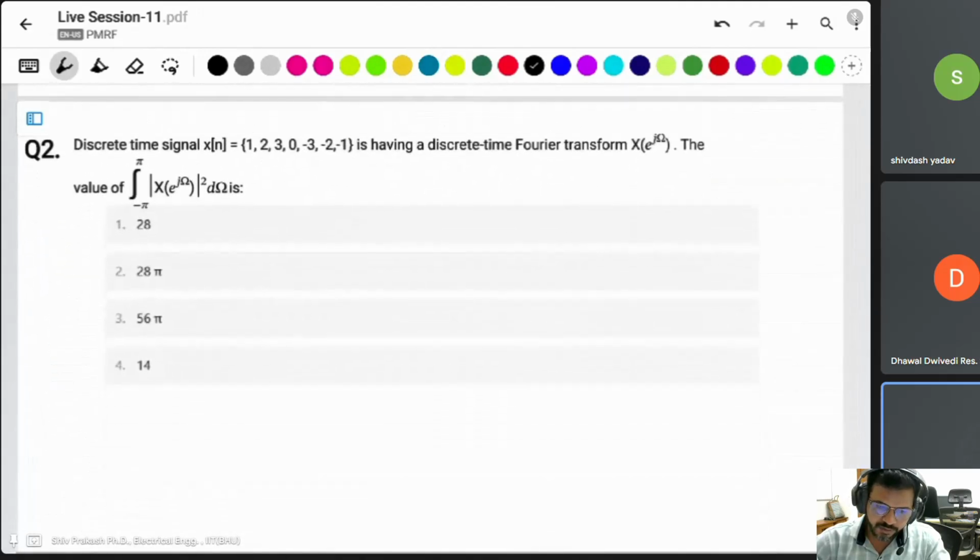And the next question: a discrete time signal is given as x[n] equal to 1, 2, 3, 0, minus 3, minus 2 and minus 1, having a discrete time Fourier transform X(e^{jω}). They are asking about the value of the integration from minus pi to pi of the magnitude of X(e^{jω}) squared dω.